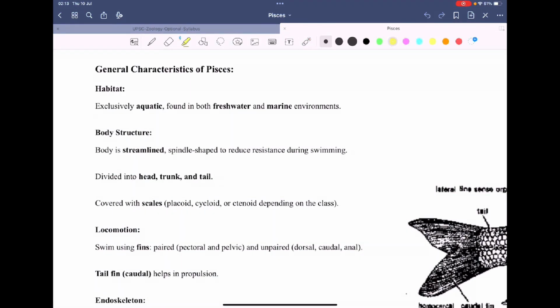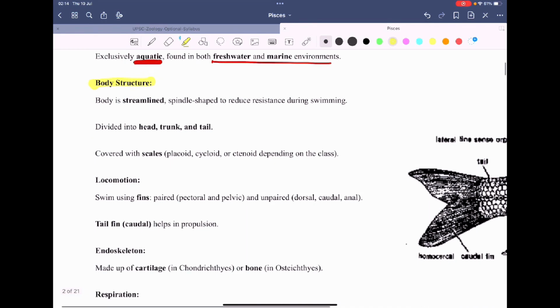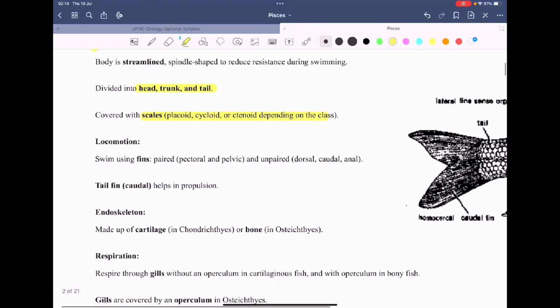Talking about the general features, the habitat of the fishes, they are aquatic, they can be both freshwater and marine. The body structure of the fishes, they are streamlined, and the body is divided into head, trunk and tail, and the body is covered by scales. There are different types of scales. We will study them in detail.